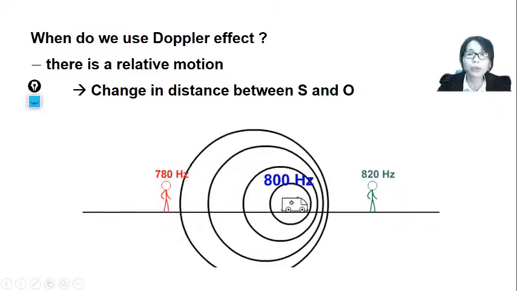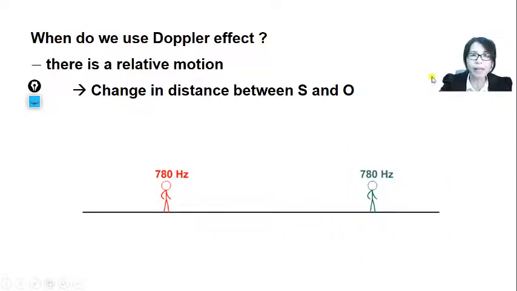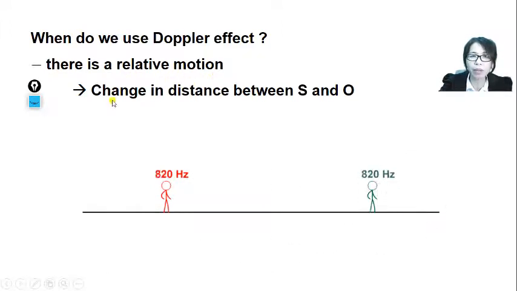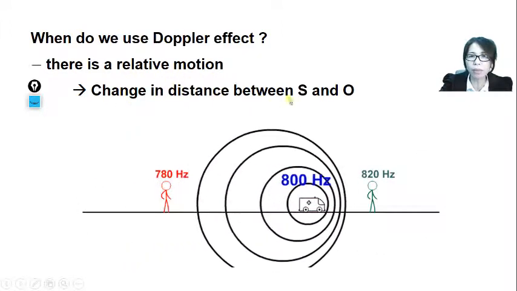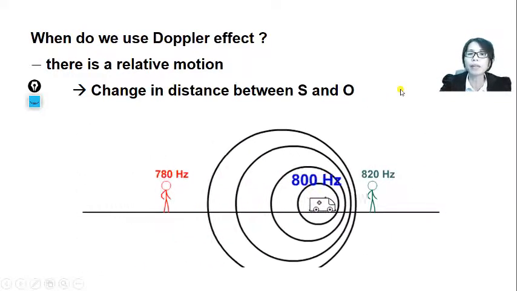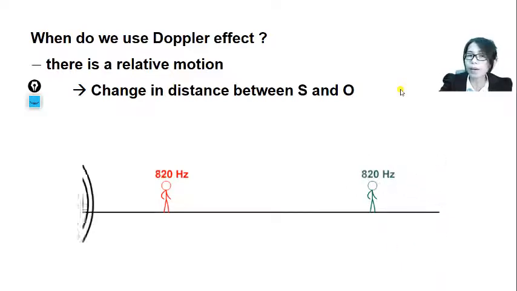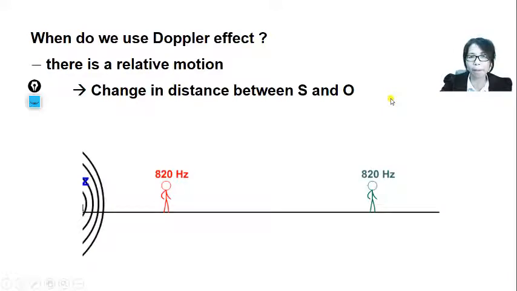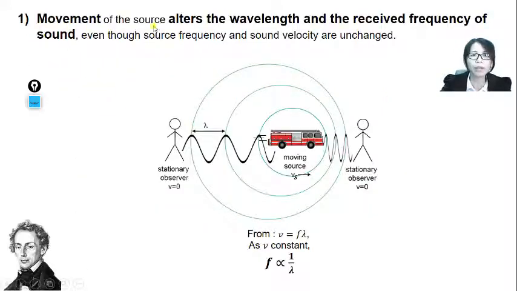So when do we use Doppler effect? When there is a relative motion. When there is a relative motion, there will be a change in the distance between the source and the observer. Then we will find out that there will be a change in the frequency that we hear. So at that time, we are going to use Doppler effect. Movement of source will alter the wavelength and the received frequency of the sound, even though the source frequency and the sound velocity are unchanged.